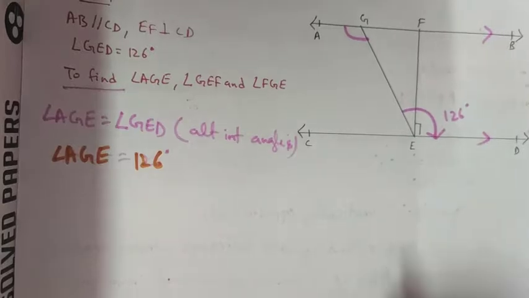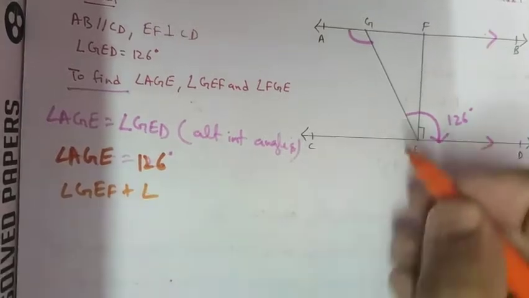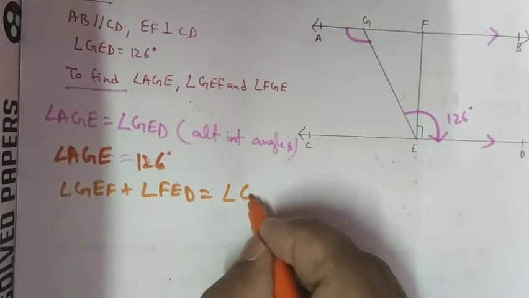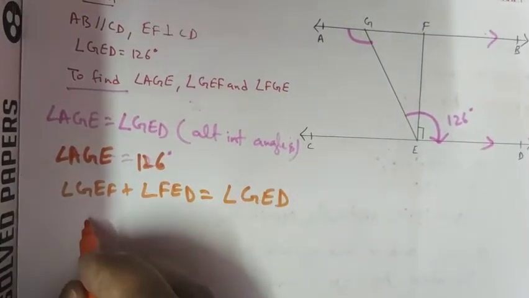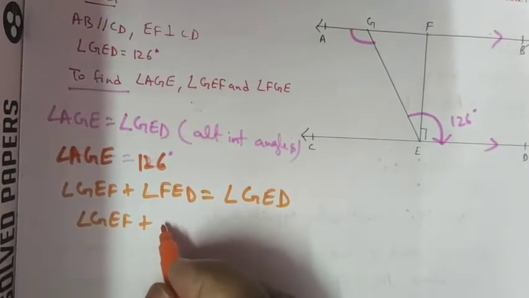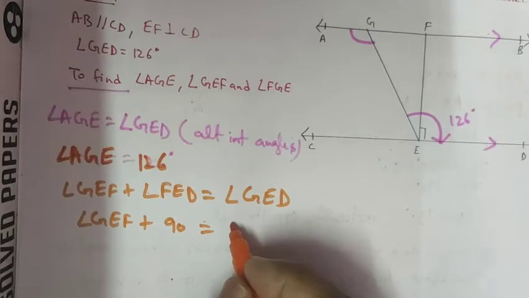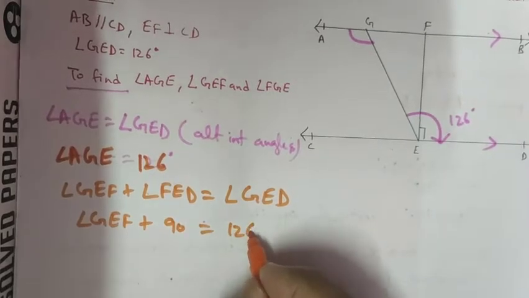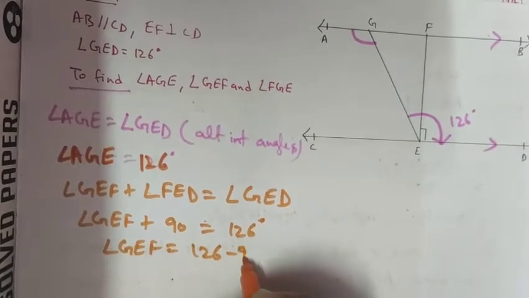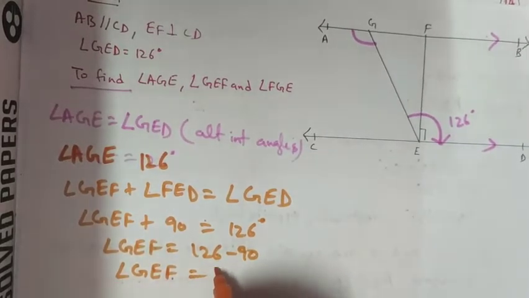Now angle GEF. For GEF we can see that angle GEF plus angle FED is equal to angle GED, and GEF we need to calculate. Angle FED is given equal to 90 degree because it is perpendicular, and angle GED we know is 126 degree. So angle GEF will be equal to 126 minus 90. Angle GEF will be equal to 36 degree.